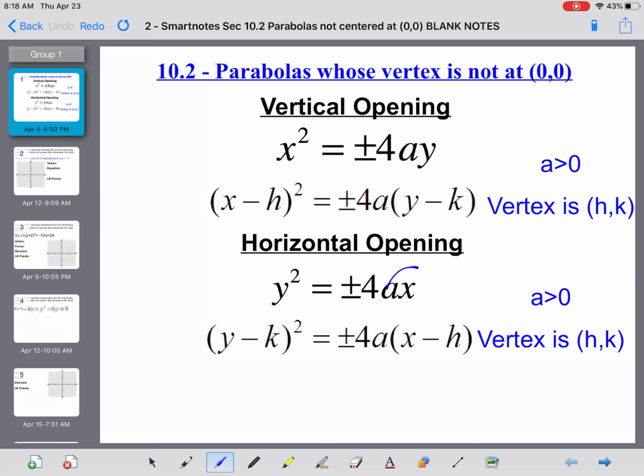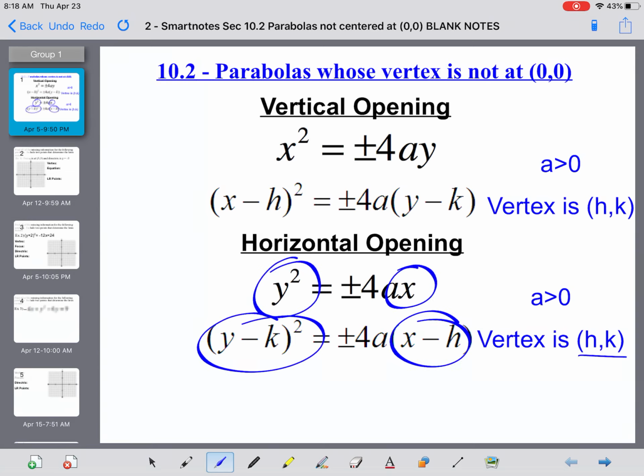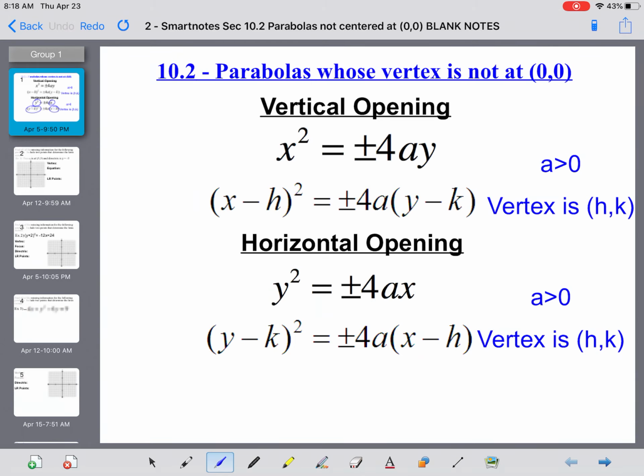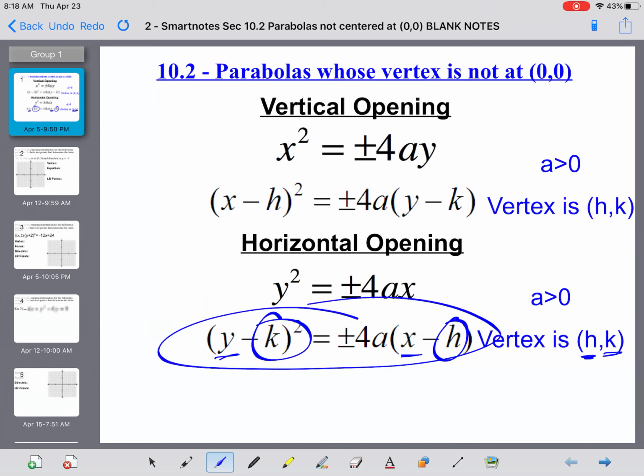For the horizontal one, again, instead of x, you have x minus h. Instead of y squared, you have y minus k squared. So your vertex is (h, k). Now, one thing to watch out for, minor trick here, is that the h is over here and the k is over here for the horizontal. The x value of the vertex is always by x, and the y value of the vertex is always by y. So for this bottom equation, watch out. It gets flipped. h is to the right, k is to the left. Up here, h is left, k is right. So usually students are okay with that one.